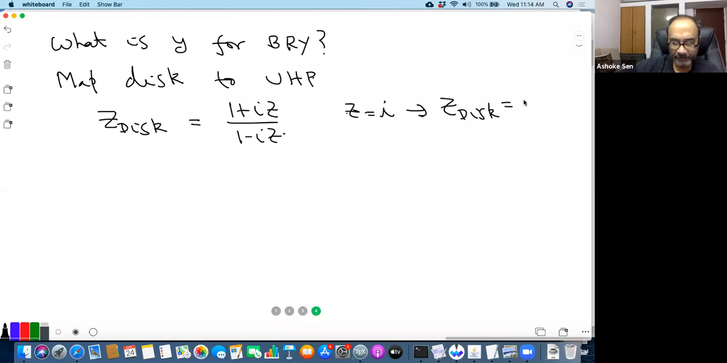This is the unit disk. And z equal to real goes to the boundary, because you can easily see that if z is real, then the mod of this is 1. So you are at the boundary of the unit disk.